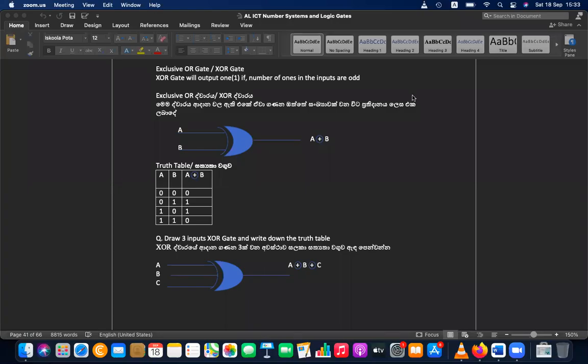We have already discussed 3 basic logic gates. Actually, this is there in O levels also. So the first gate is AND gate, second gate is OR gate, and third gate is NOT gate. Can you just remind the specialty of these gates?